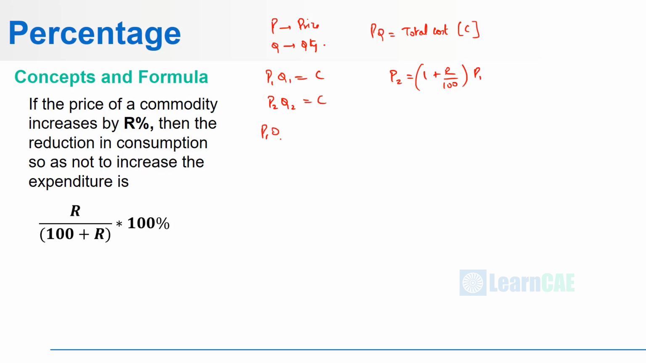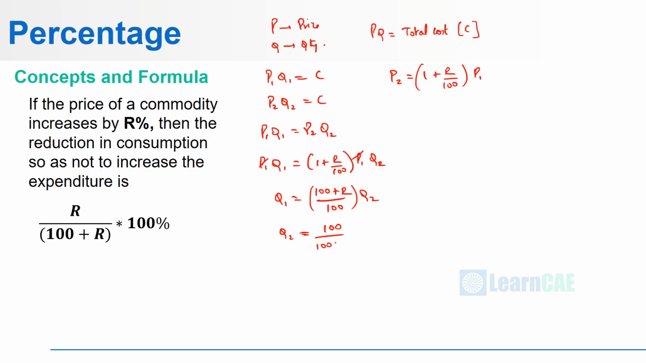Therefore, P1 Q1 is equal to P2 Q2. We shall substitute P2 here. P1 Q1 is equal to P2, which is (1 plus R by 100) P1, into Q2. We can cancel P1 on either side. Therefore, Q1 is equal to (100 plus R by 100) into Q2. We shall rearrange this. Q2 is equal to 100 by (100 plus R) into Q1.